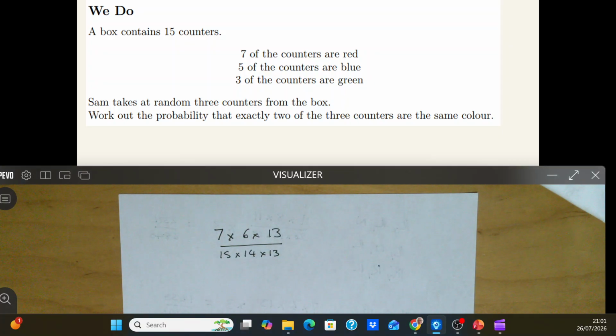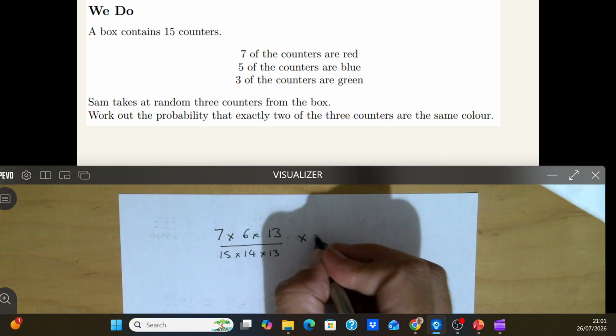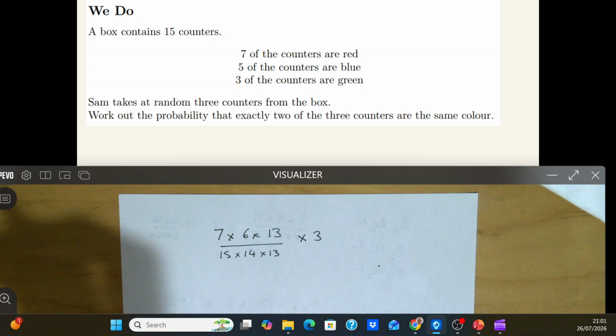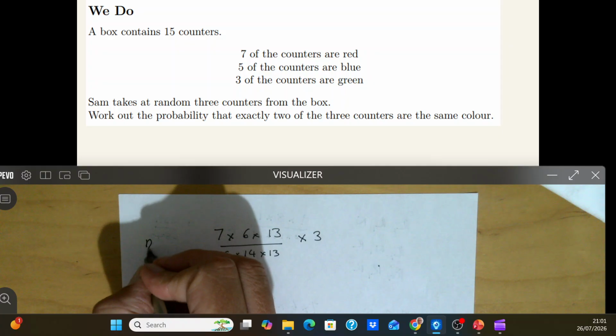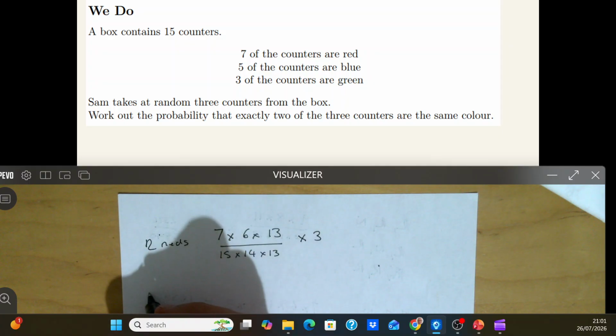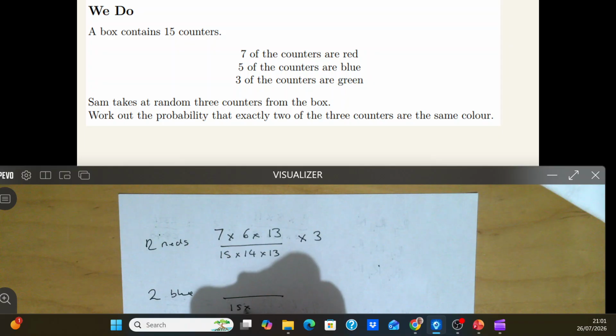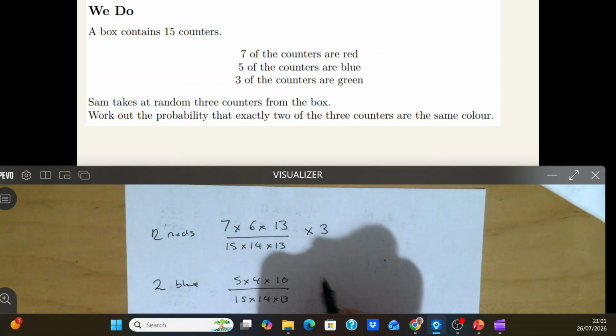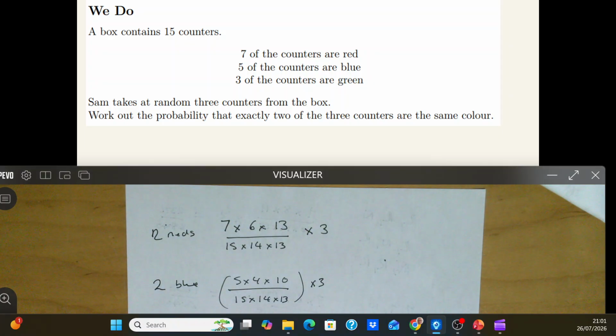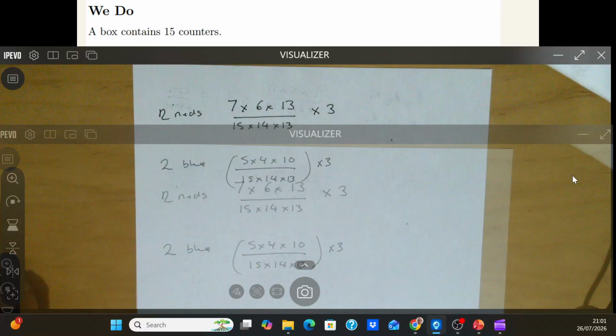And so that's the first way of getting red, red, not red. And how many different combinations are there? So that's 2 reds. Then we've got to do 2 blues. Write your calculation down. Remember, it is 10 less. And how many lots of ways are there of doing it? 3. Remembering there are 3 greens. Write your calculation down.